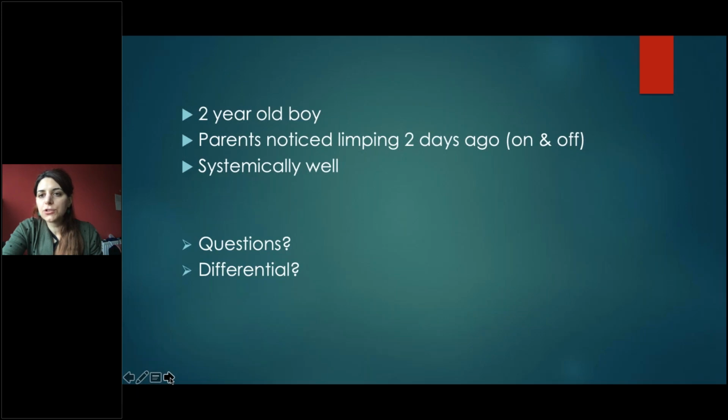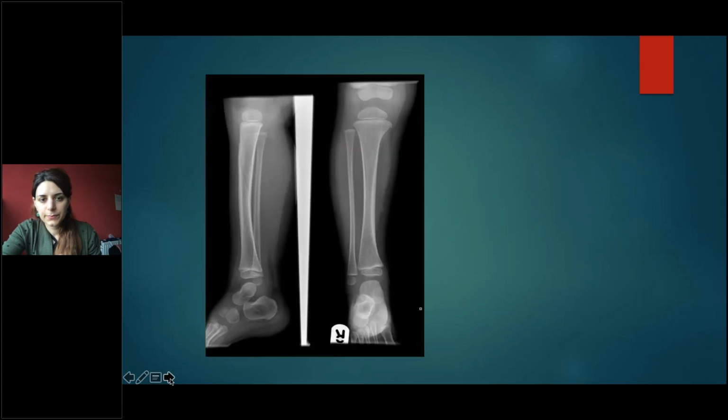Now, this is a 2-year-old boy. What presentation do you think would be specific to a child of this age that shouldn't be missed? Obviously, they can't tell you why they're limping. And the parents weren't even sure. They said it was on and off, so they came a bit late. They came 2 days after the limping started. So this may help you.